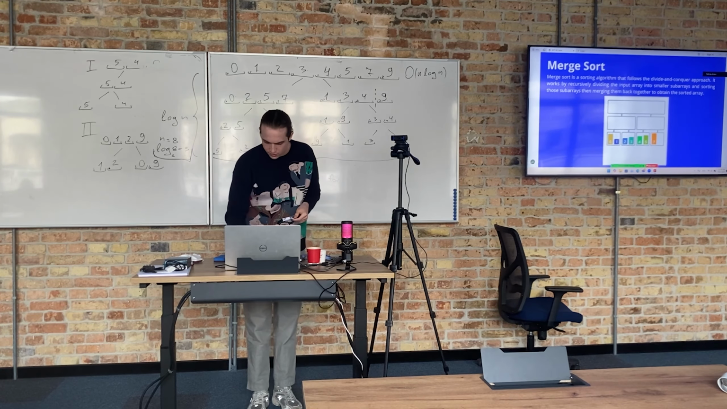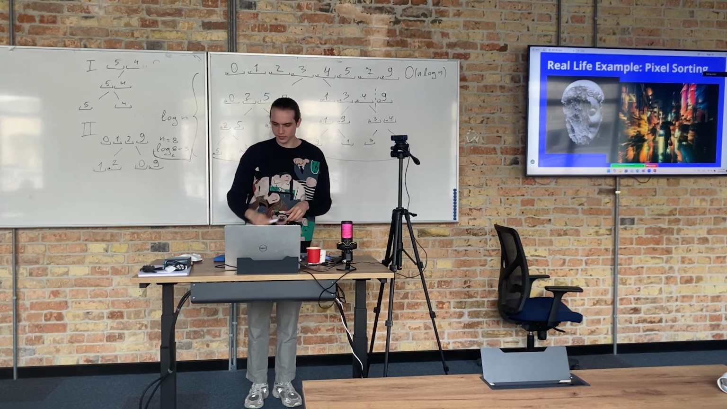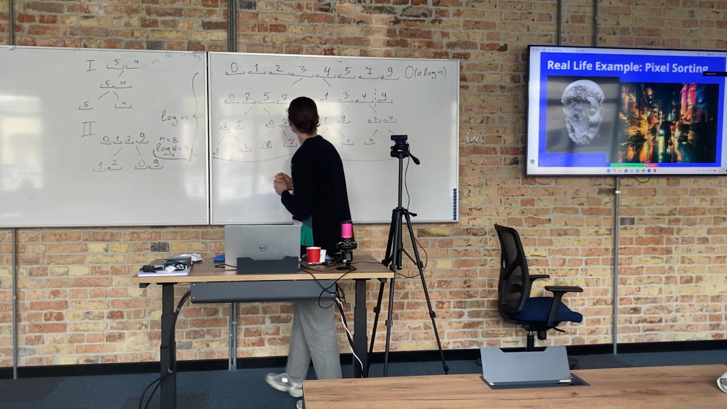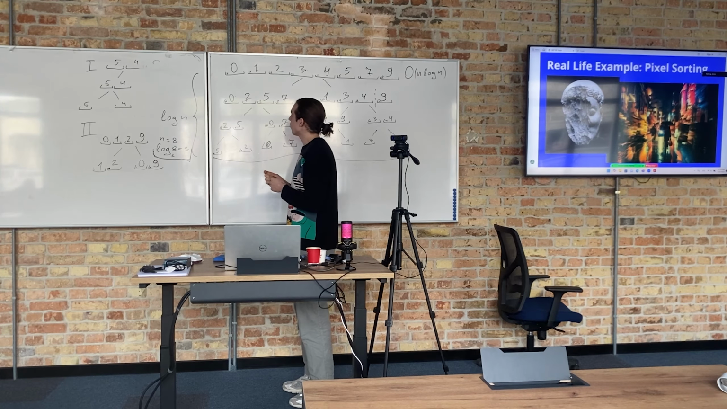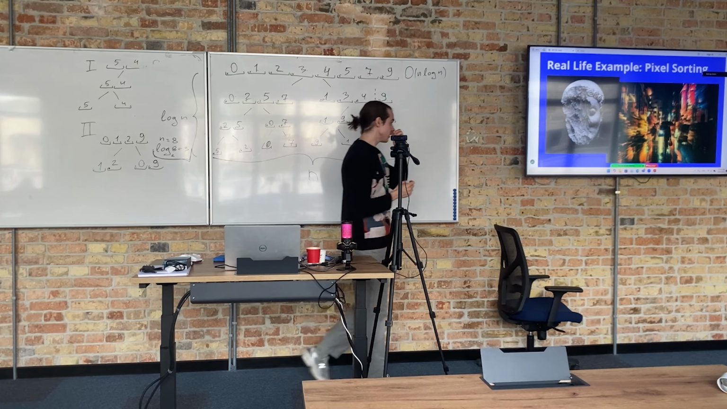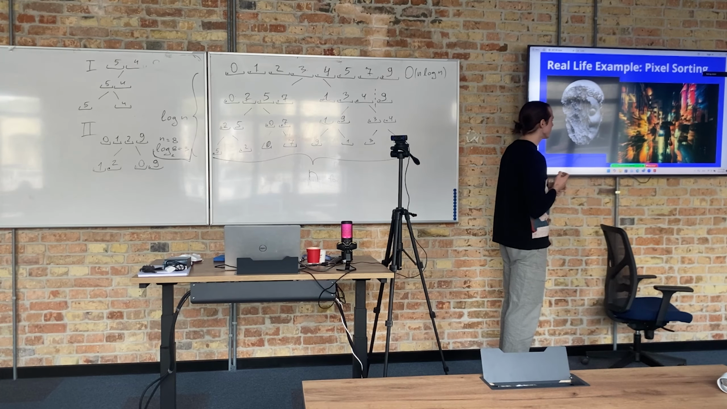So time complexity of this algorithm is n log n. And I prepared a practical example of why it's important to have an algorithm with such time complexity, and why O(n squared) is bad time complexity. So here you can see an effect that has a name, pixel sorting. So what's the point?